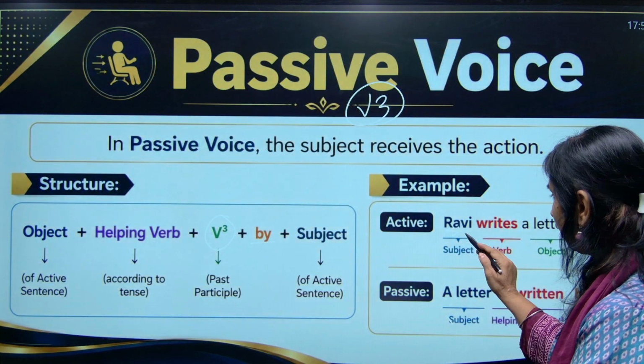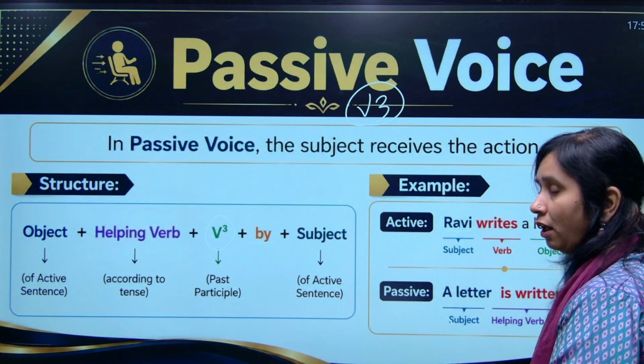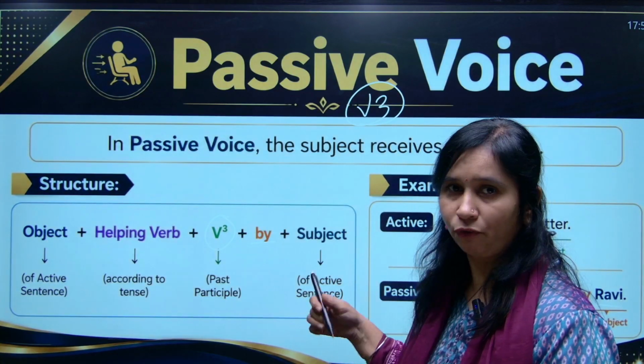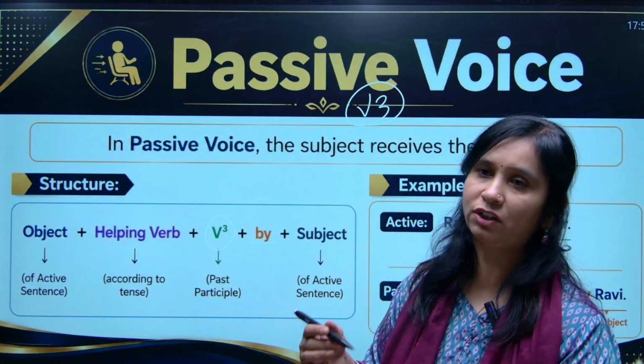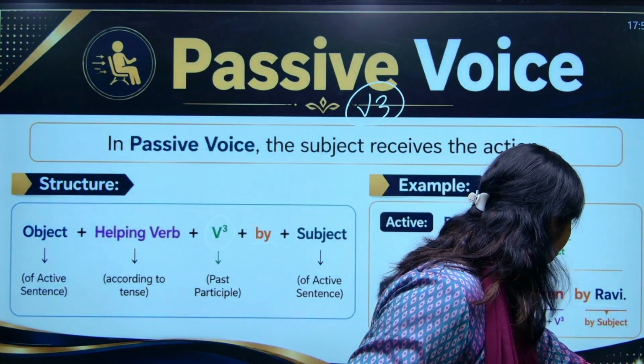Now, accordingly, "Ravi writes a letter" becomes "A letter is written by Ravi." Now you will say, ma'am, what is this? How will we change it? How will we know which tense we have to use and which helping verb we have to use? For that, we have to shift accordingly.